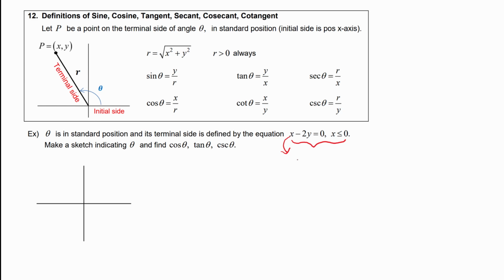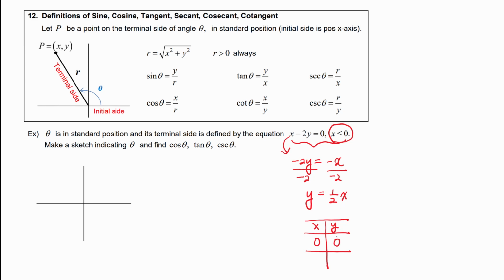We will have negative 2y equal to negative x, and divide both sides by negative 2. I get y equals 1/2 x. So this is a line passing through (0, 0). One of the points with x less than or equal to 0 is x equals 0, and when x is 0, y is 0.